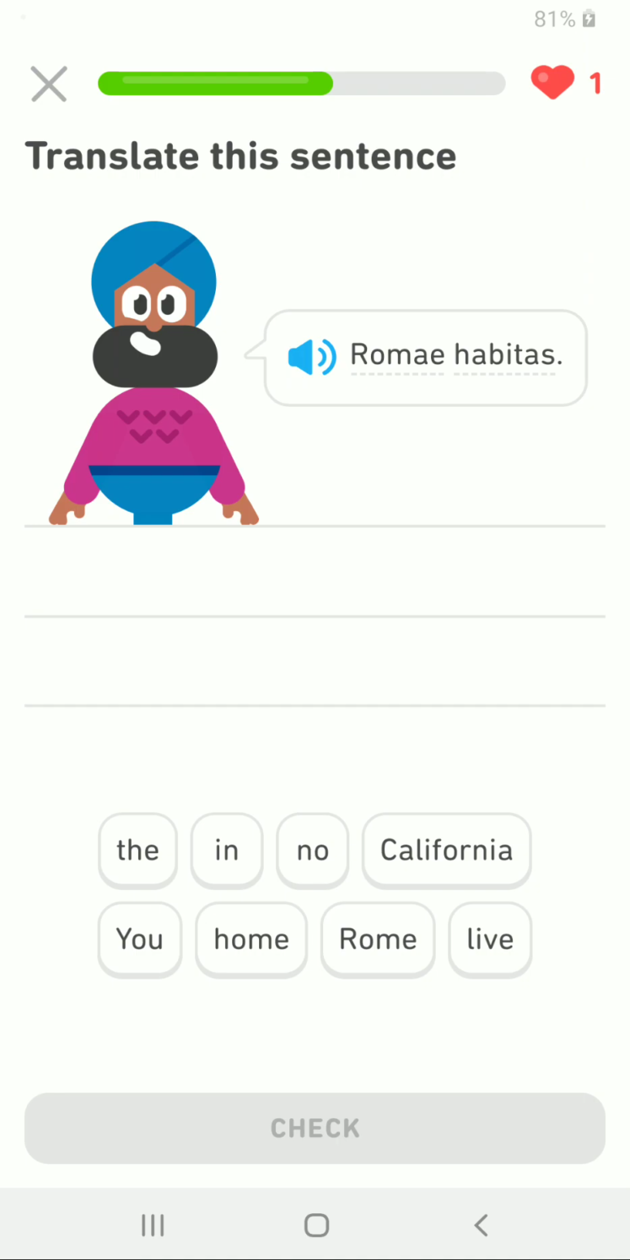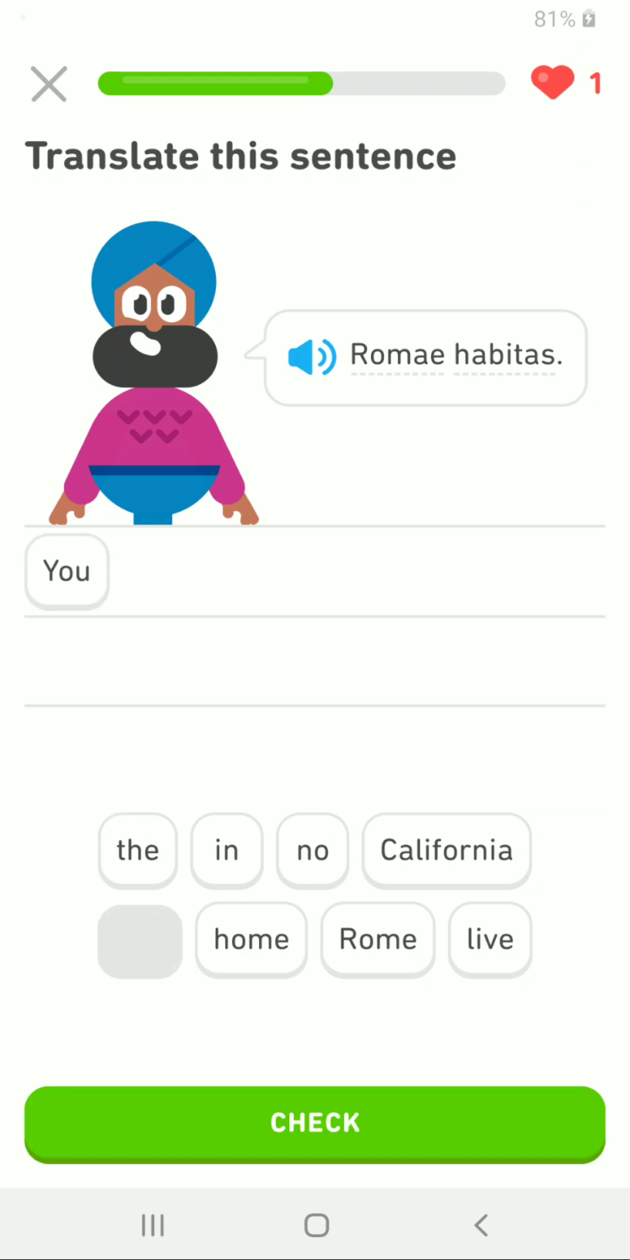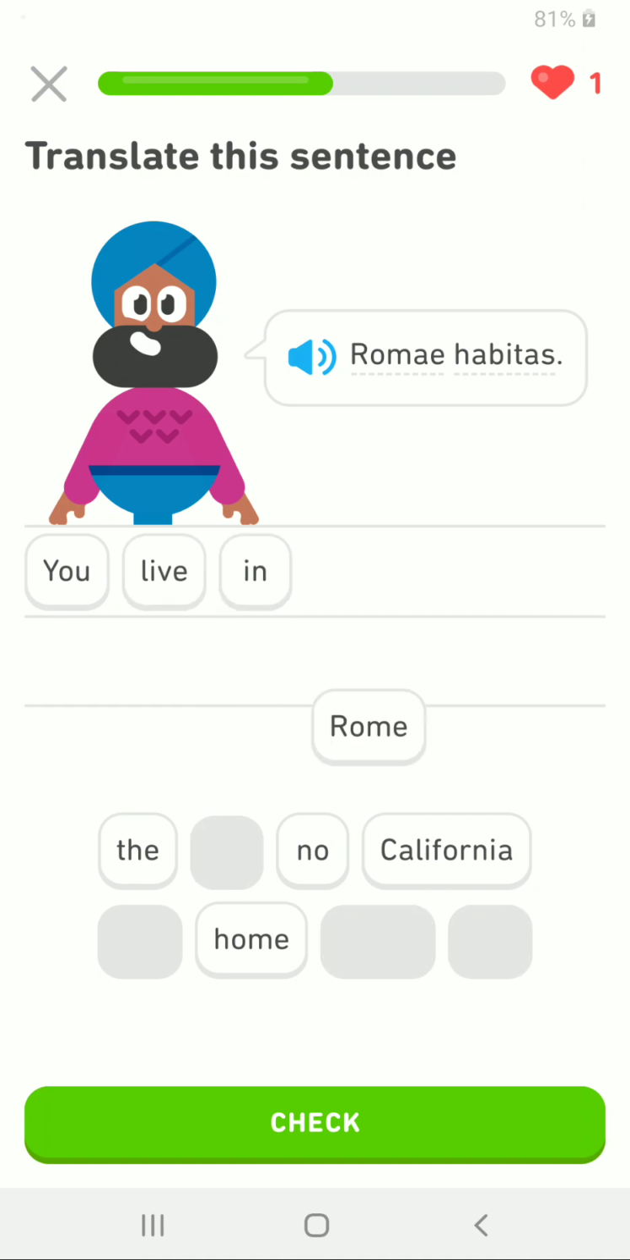Romae habitas. So my mistake. Romae habitas. So you habeo, no, it's not habeo, it's habitas. Habitas is to live, I know, but how do you say I live? Habito, probably, and habitas. We will see. So you live in Rome.